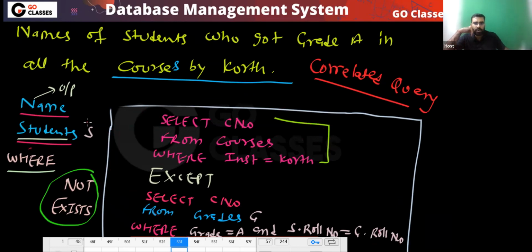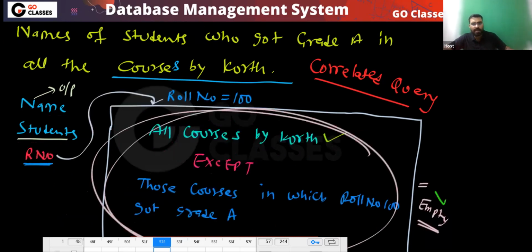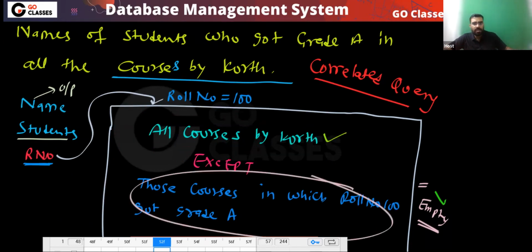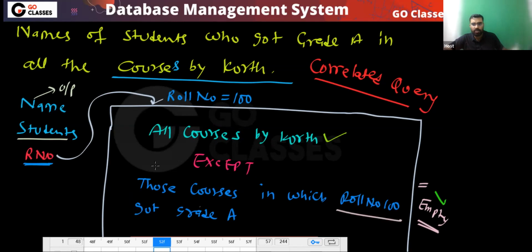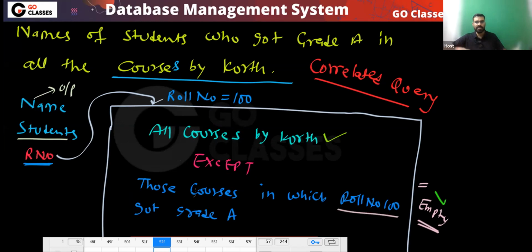From the outer side, what am I supplying? I'm supplying the roll number. So from the student table, I will supply the roll number inside. And what will I check? I will check that all the courses by course minus those courses where this roll number 100 got grade A must be empty. This set must be empty.